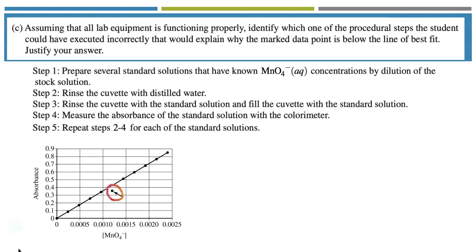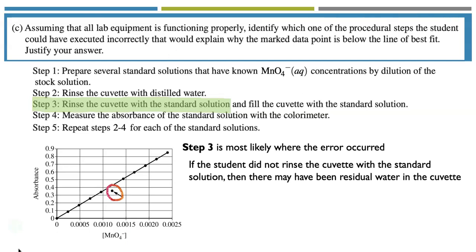And so we really want to explain what could have happened here. What could have caused this to happen? And looking through the steps, it's pretty clear to me that it's step 3. If I had not rinsed the cuvette with the standard solution, if I went straight from step 2 to filling the cuvette with the standard solution and I didn't remember to rinse in between, that's probably going to cause that error. Step 3 is most likely where that error occurred.